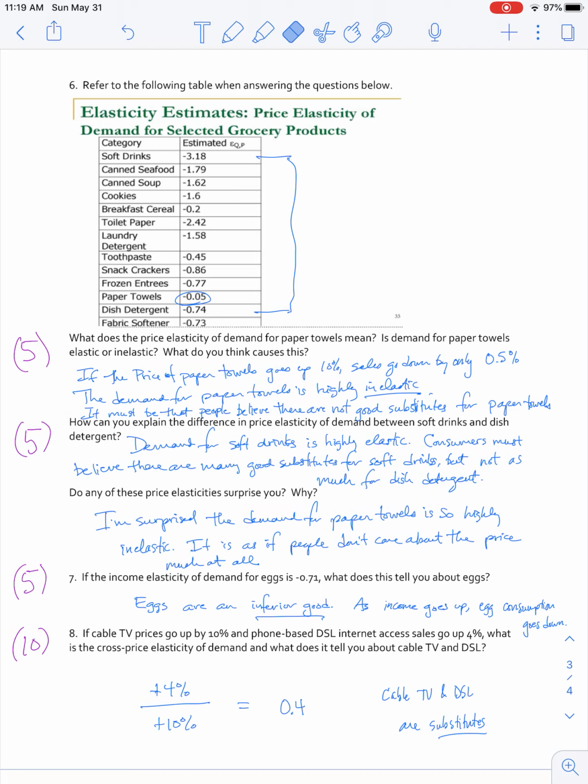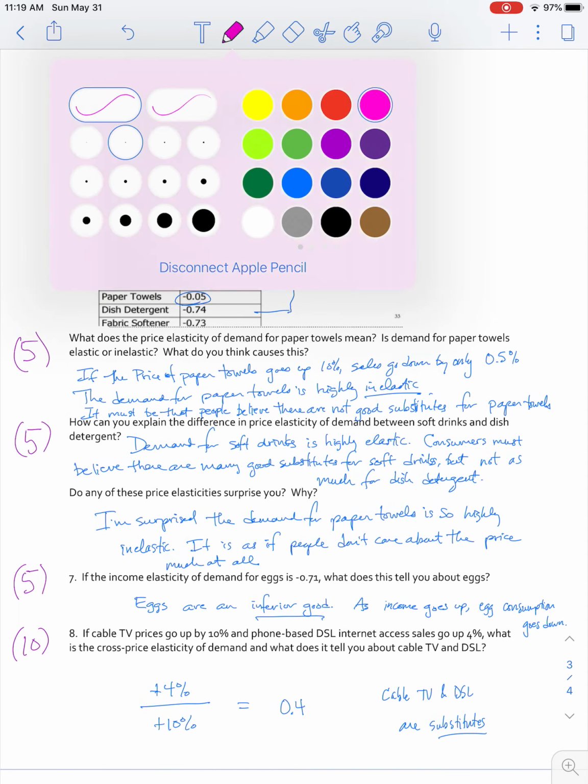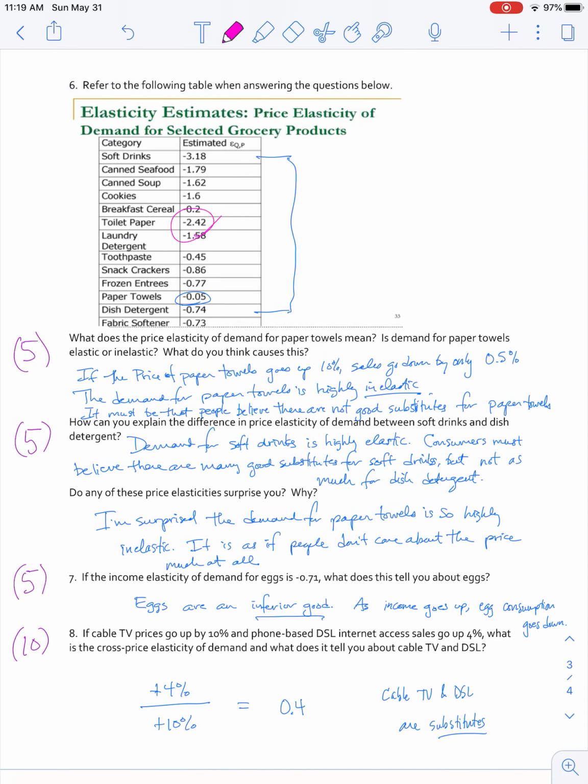I think that's especially interesting given that toilet paper is also on this list. And toilet paper is minus 2.42, which is much more elastic, right? People are much more sensitive about toilet paper. And I'm curious, what are the good substitutes for toilet paper? What makes toilet paper so much more substitutable than paper towels? That's what causes me to look at this list and say, that's interesting.